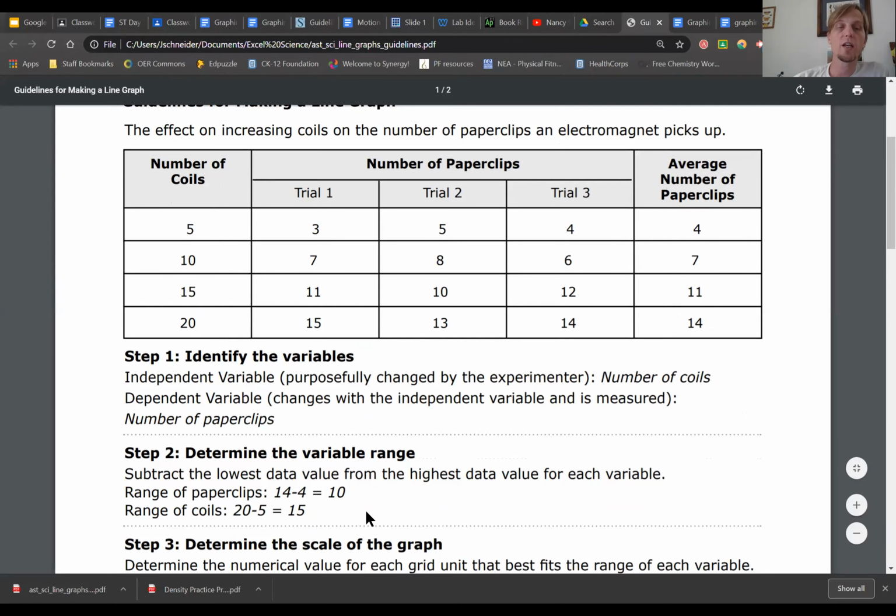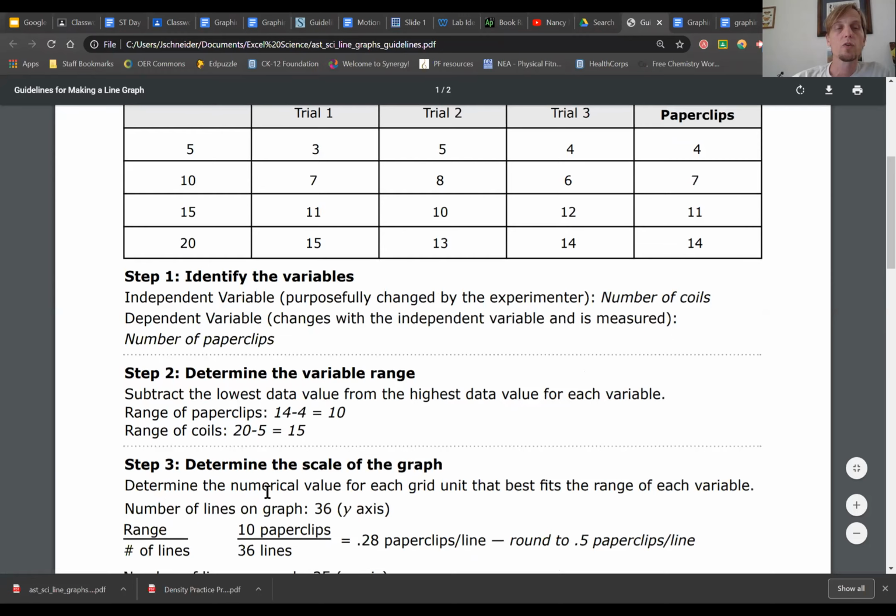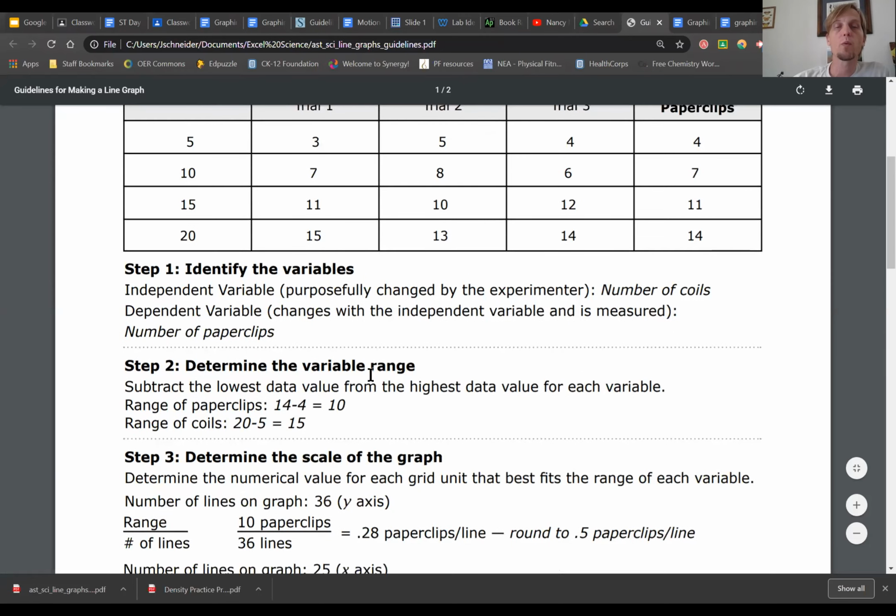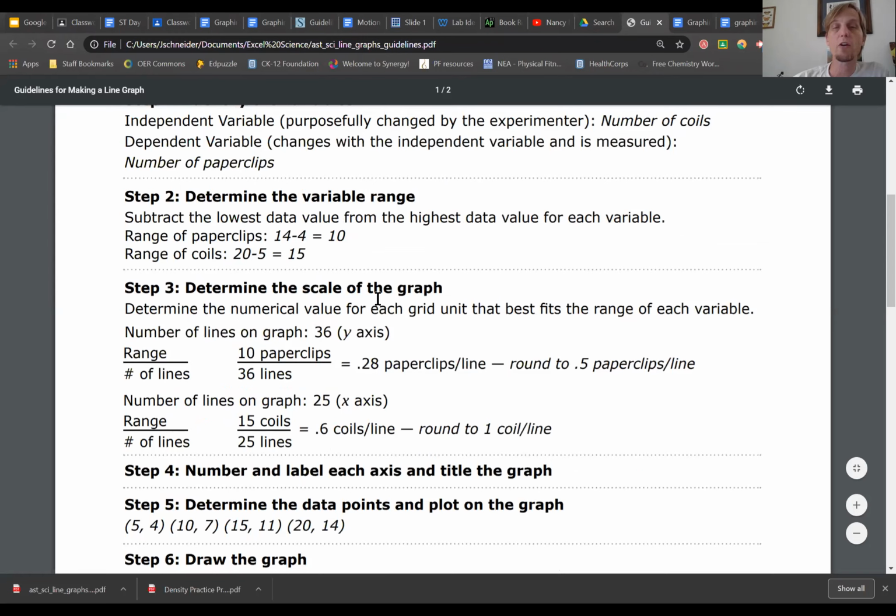That's your range, 10. And for the number of coils, your highest is 20, your lowest is 5. What's the difference? 20 minus 5 is 15. So that's what you see in step 2. Determine the range of variable. Step 3 is telling you determine the scale of the graph.